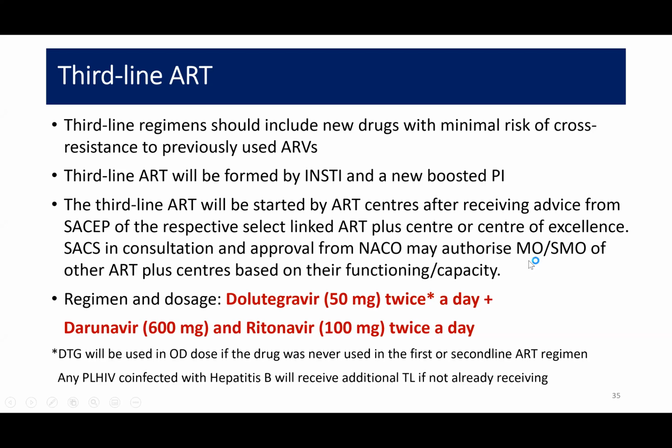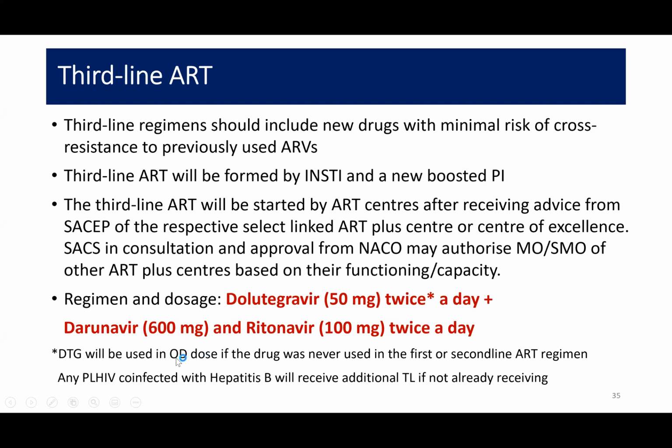That permission will be sought from SACS, or the respective state AIDS control societies. So the preferred regimen for the third line will be dolutegravir 50 milligram twice a day, plus darunavir 600 milligram BD and ritonavir 100 milligram BD.